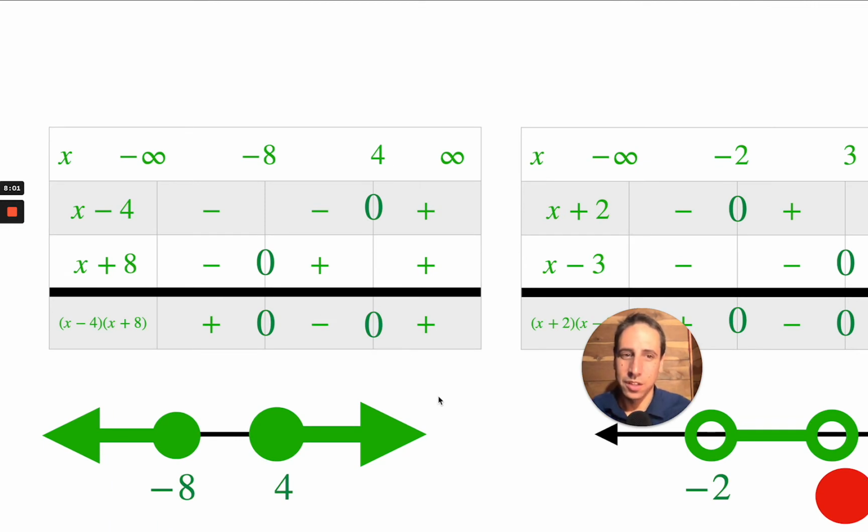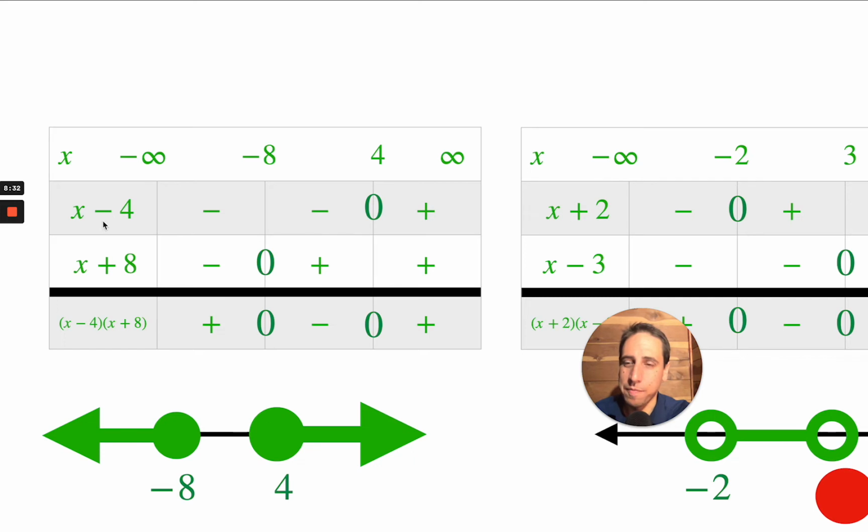Here's the final version. The question is, should we be shading in all the stuff that's less than -8? I don't know. Should we be shading in the stuff that's in the middle here, in between -8 and 4? I don't know. Should we be shading in the stuff that's to the right of 4? I don't know. Those are the three different regions we have to decide on. The two solutions, -8 and 4, divide the number line into three different parts. We need to examine all three of them separately.